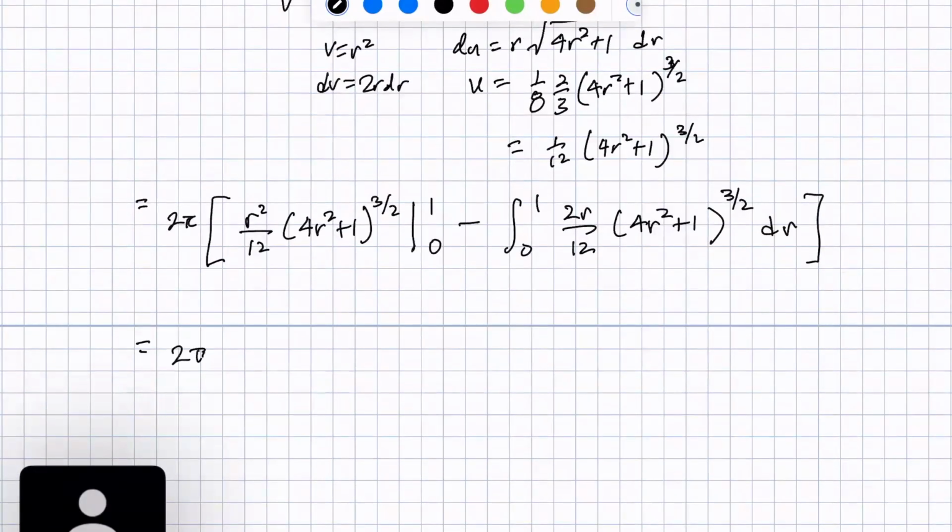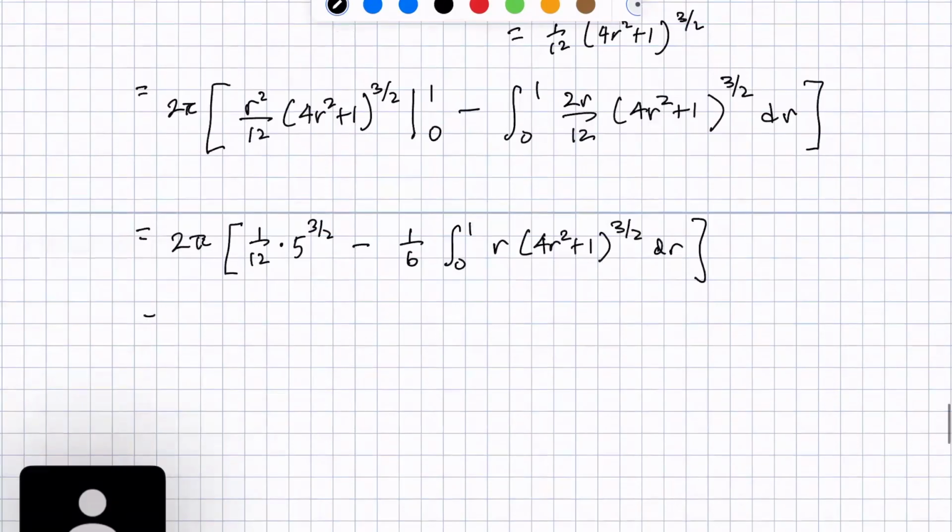Let's just clean this up a little bit. If I plug in a 0 into r, I get nothing. If I plug in a 1, I get 1/12 times 5 to the 3/2. And let's just clean this up a tiny bit. Let's bring the 1/6 out, and then again, r times 4r squared plus 1 to the 3/2 dr. So we have 2 pi times 5 to the 3/2 over 12 minus 1/6.